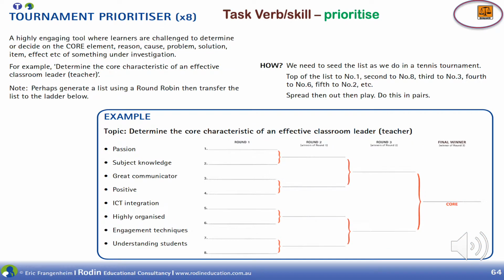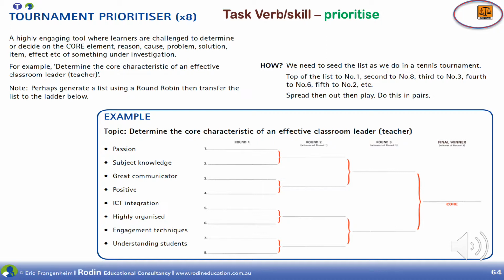Life is full of pressures. We have to prioritize the whole time. So if we have to prioritize, which is evaluate, a wonderful tool is the tournament prioritizer. For if you have to determine the core characteristics of an effective classroom leader, which is a teacher, then there are 8 of those characteristics, from passion down to understanding of students.